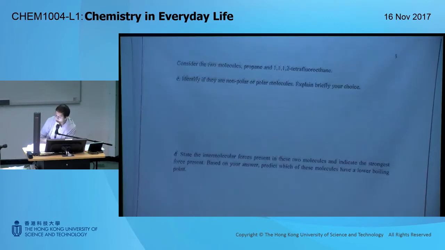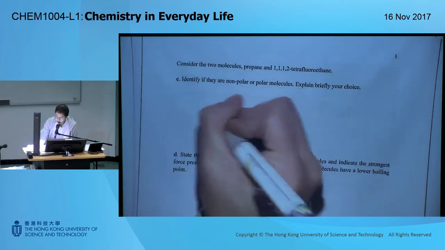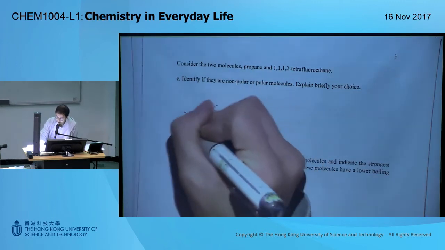Then we have to consider these two molecules, propane and 1,1,1,2-tetrafluoroethane, and ask some questions about their molecular properties. For example, if they are polar or non-polar molecules. So the first one is propane. The structure is like this.